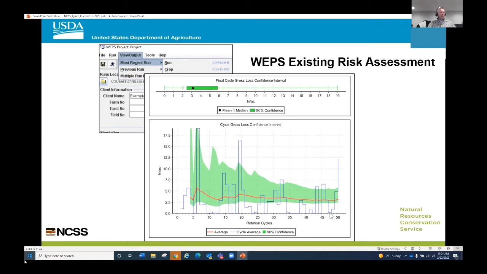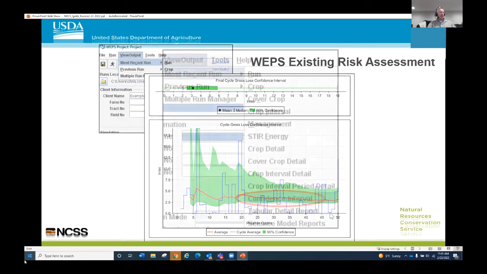You can see there's quite a bit of variability. If we simply use the average on the red line, that doesn't really tell me much about the risk. That's the importance of it. Also, you see the cycle average, depending on the crops and the residue levels and the particular weather we get in each simulation period, what the cycles are.